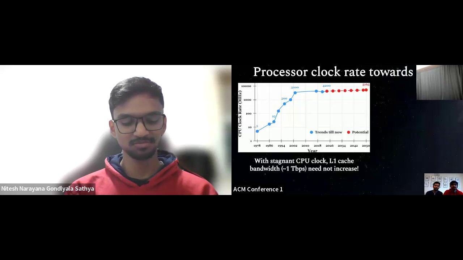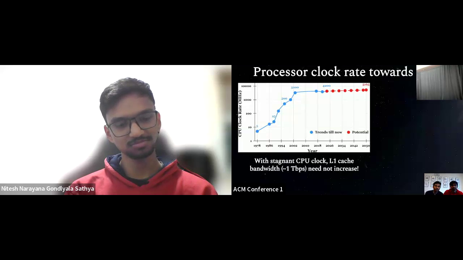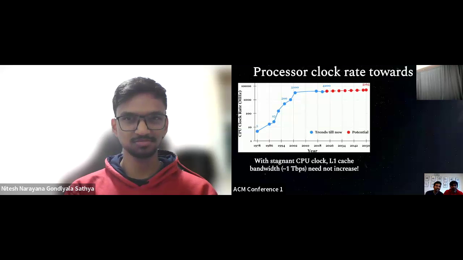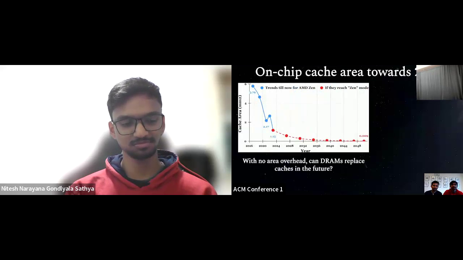I see, but wouldn't that increase the area footprint of the caches on chip? No, because transistors are still scaling, remember? Let me show you the extrapolation of the cache area I have collected from the AMD Zen series. This projection shows that cache area footprint will continue to decrease. So you are saying that L1 cache bandwidth need not improve, and there is no area overhead for the increasing cache sizes.